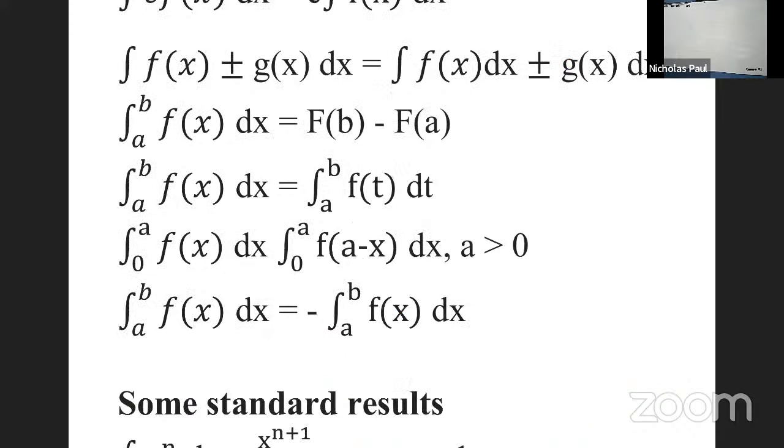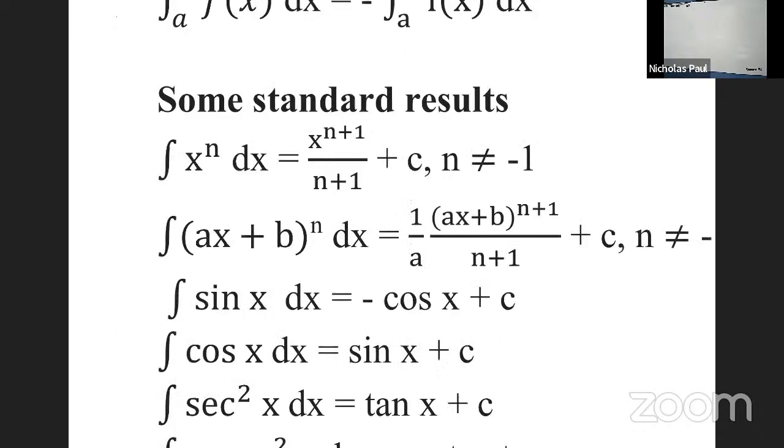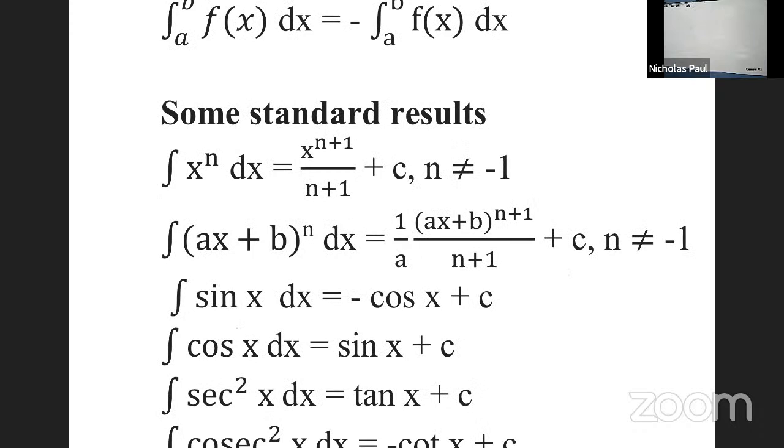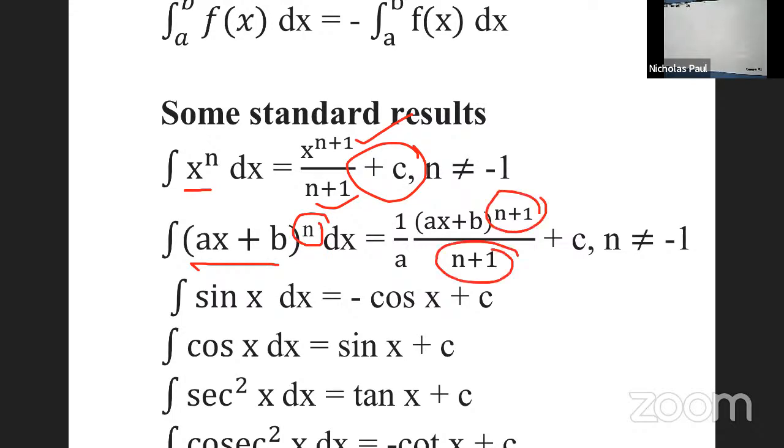All right. So how do we integrate? I'm going to run over it quickly. If you have to integrate x to the power n, you add 1 to the power, divide by the new power, and you include your plus c. If you have to integrate ax plus b to the power of n, you add 1 to the power, divide by this new power, and also divide by the differential of ax plus b, which is a. There's a slight problem: when n is minus 1, this will not work.